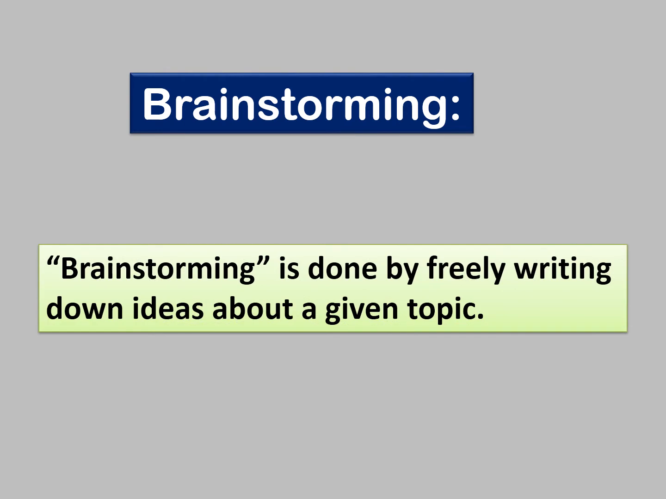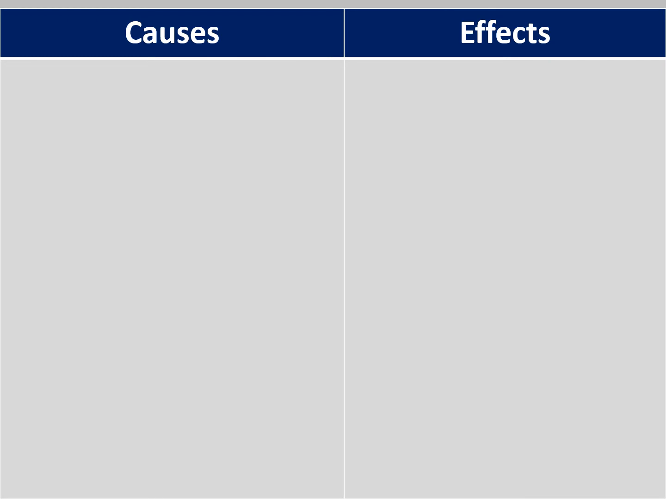The first thing you've got to do is to brainstorm. So brainstorming, what is brainstorming? Brainstorming is done by freely writing down ideas about a given topic, and we've already seen different ways of brainstorming different topics. So there are several ways to brainstorm a cause and effect essay, but here is just one to get you started. You divide your piece of paper into two parts, the causes and effects.